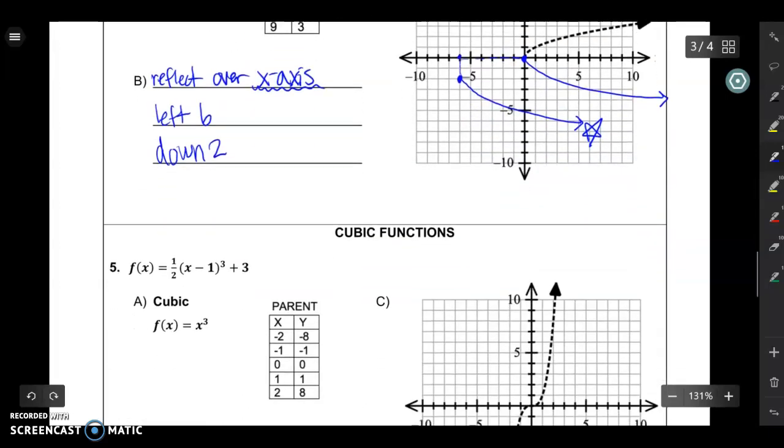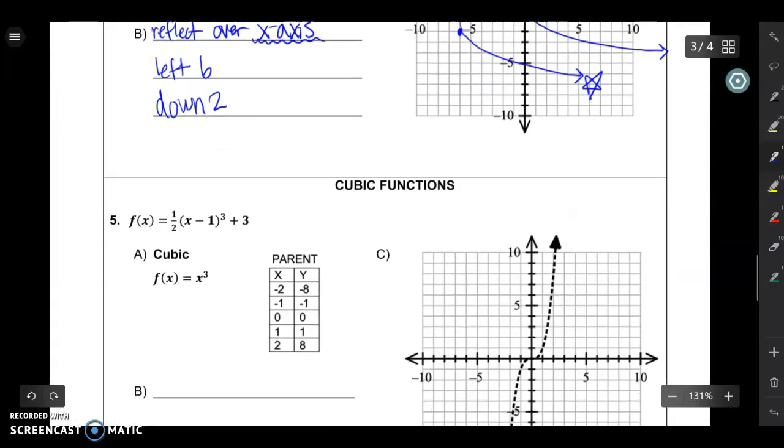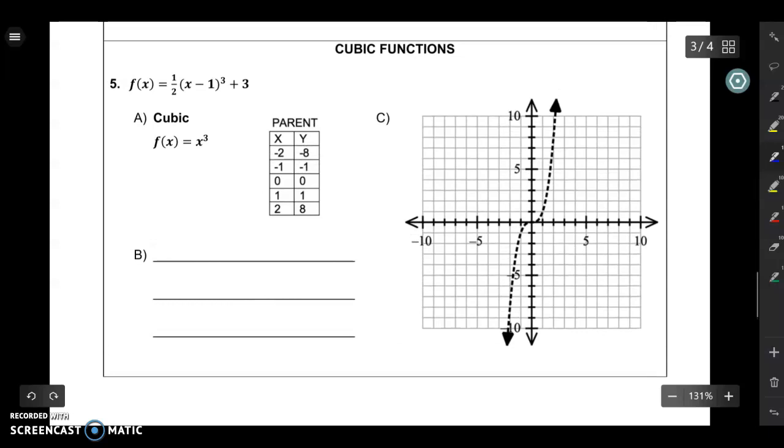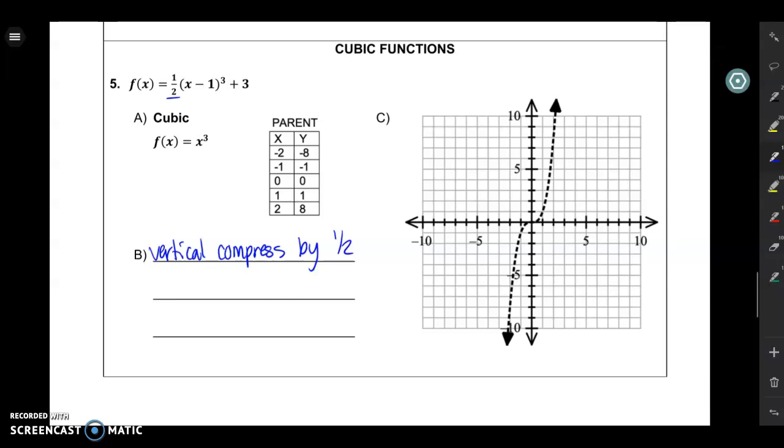Okay. I think I've got 2 more examples for us to do. Yep. Cubic functions. So this cubic function is going to be fun. We've got a lot of transformations going on here. So let's first remember that this shape is the shape of a cubic graph. It's kind of like a funky S shape. So this 1/2 out front is going to be a vertical compression by 1/2.